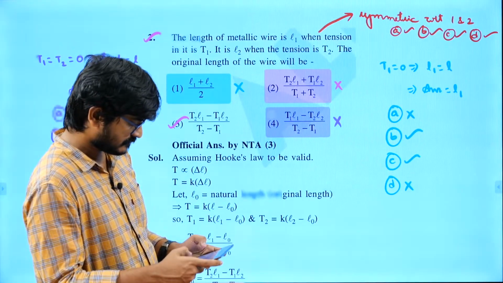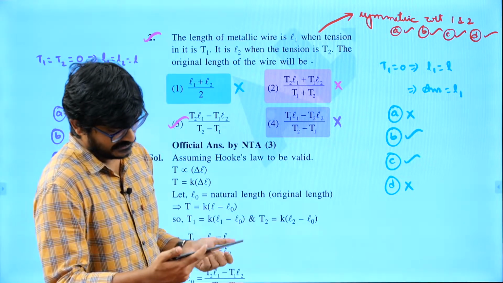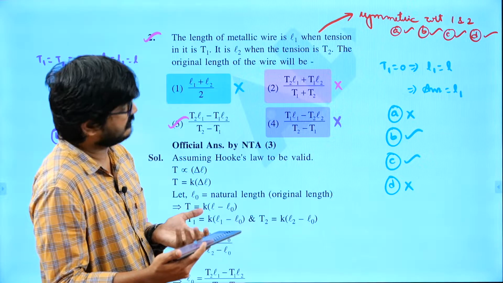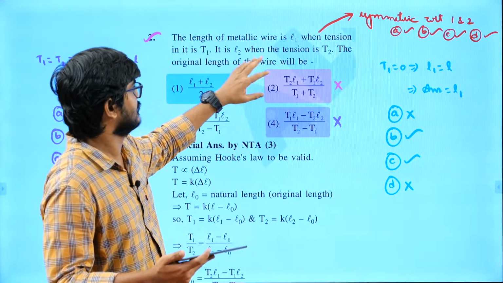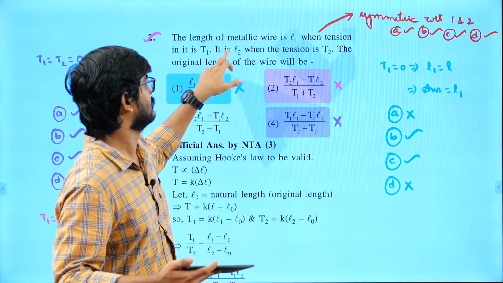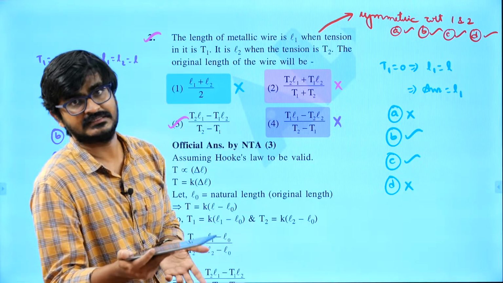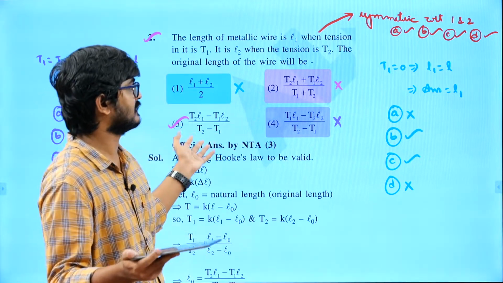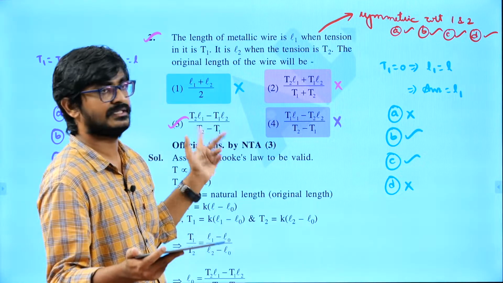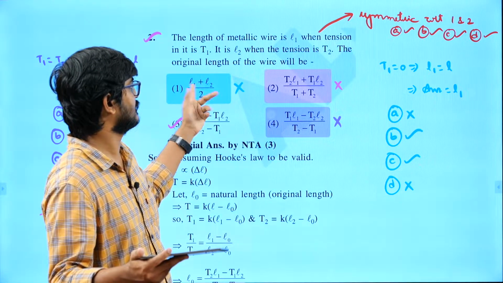The next question: the length of a metallic wire is L1 when the tension in it is T1, and L2 when the tension is T2. So you need to find the original length. And see, instead of L1 and T1, if you keep L2 and T2, and instead of L2 and T2, if you keep L1 and T1, the question meaning still remains the same. So the answer must not vary if you interchange L1 and L2 and T1 and T2. Anyway, in all the options, if you interchange L1 and L2 here, you will get the same option.